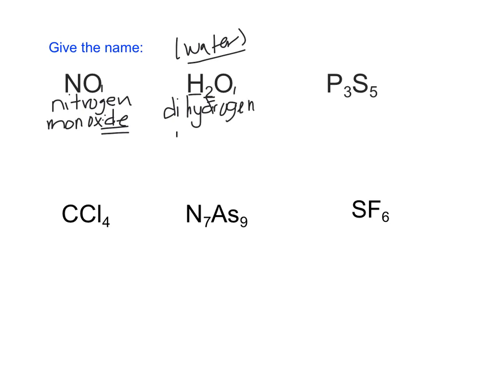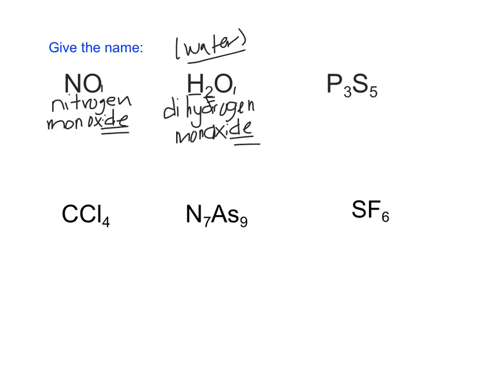There's 1 oxygen. We can use mono on the second element and change the second element to ide, dihydrogen monoxide. So if you want to freak someone else out, you could say, I can't believe you're drinking dihydrogen monoxide.